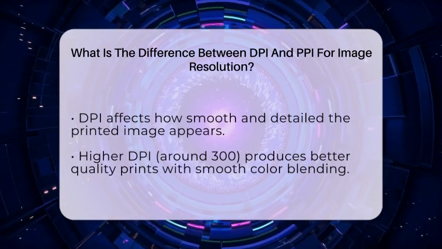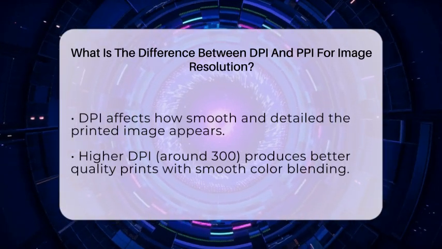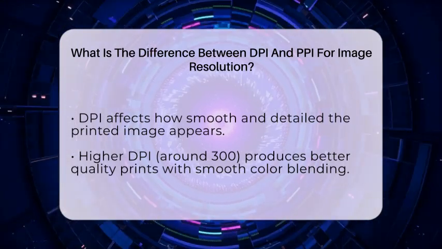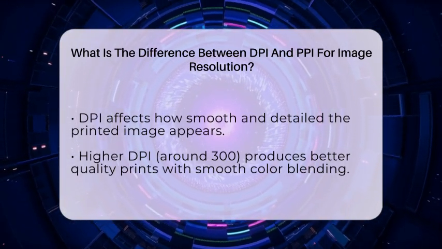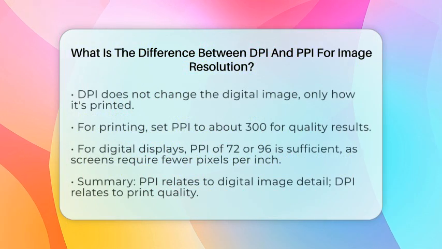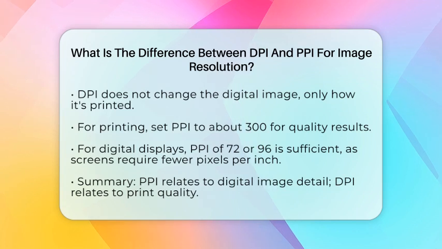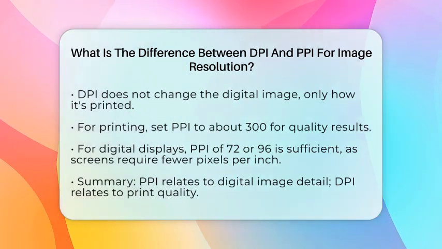So, when you're preparing images in Adobe for printing, you want to set the PPI to match the desired print quality, often 300 PPI. The printer then uses its DPI setting to turn those pixels into tiny ink dots. For digital projects like websites or social media graphics, PPI is less important, and a setting of 72 or 96 PPI is common because screens don't need as many pixels per inch to look sharp.